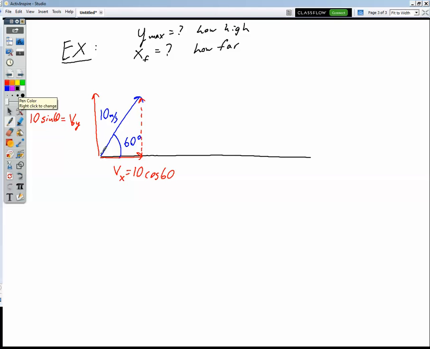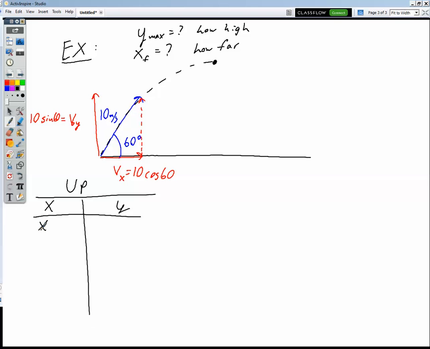So I'm going to fill out a variable table for x and y that just talks about the first half of the projectile's motion, just the way up. I'm going to do the x over here, the y over here. So let's see what we come up with. Our initial position, let's call that the origin, 0 meters. Our final position is unknown. The acceleration, there is no acceleration. Velocity in the x direction was 10 times the cosine of 60, which is 5 meters per second. And the time that it takes to go all the way up to the top is also unknown.